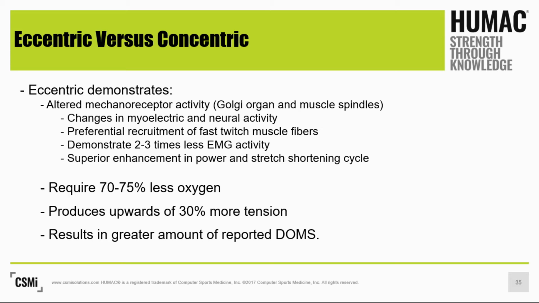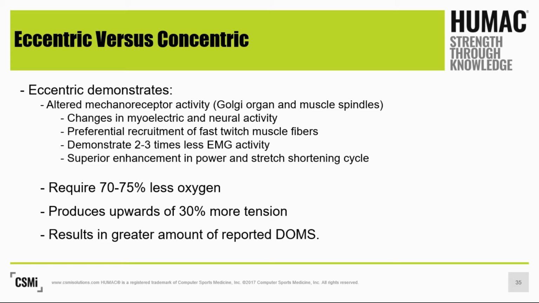First and most important is the difference in neurologic activity. Because the muscle and tendon are being stretched under load, the Golgi tendon organ and the muscle spindles are going to be excited. Just like with reflex testing, there's going to be a big neural contribution. So with this, you can get 2 to 3 times less EMG activity of the muscle during eccentric contraction compared to concentric when the load is matched. That basically means an improved neurologic efficiency.